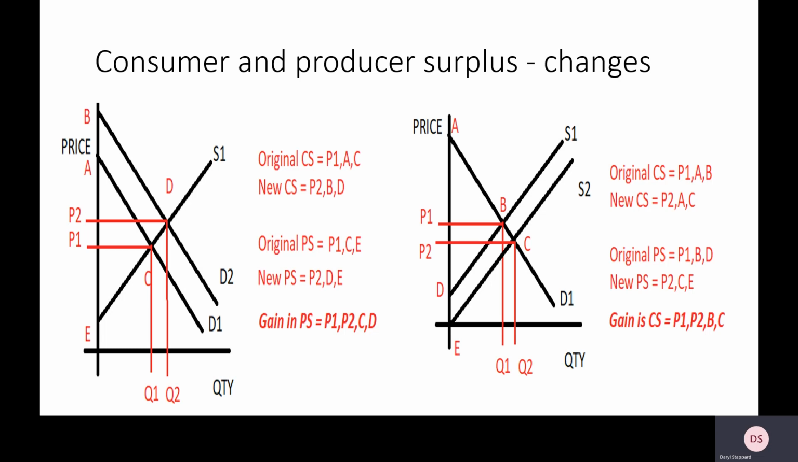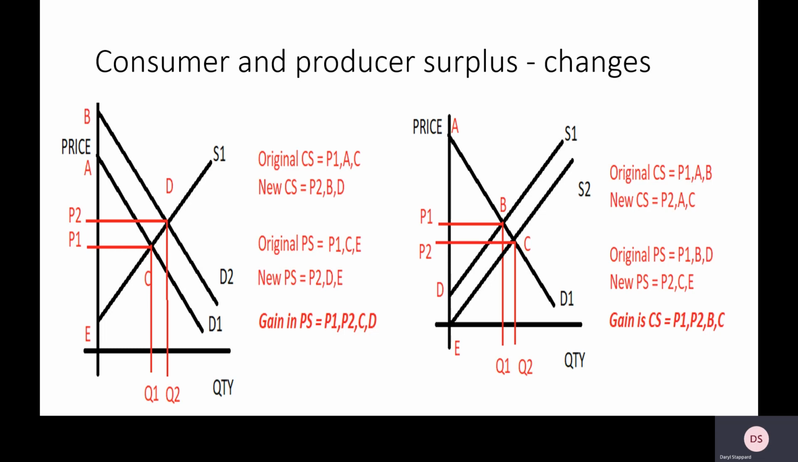Right, look at the second diagram then. Again, I'm assuming the market's in equilibrium originally at P1Q1. So again, I've got the same areas of consumer and producer surplus. P1 to B to A would show me the original consumer surplus. The original producer surplus would be from P1 to B to D. So again, I can see really clearly what the original consumer and producer surplus available in the marketplace is.